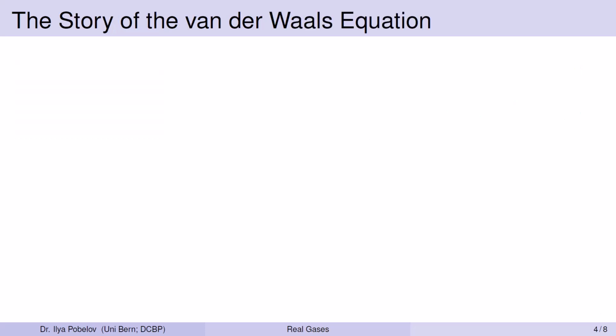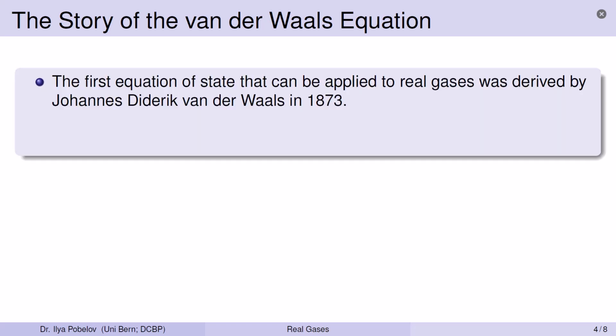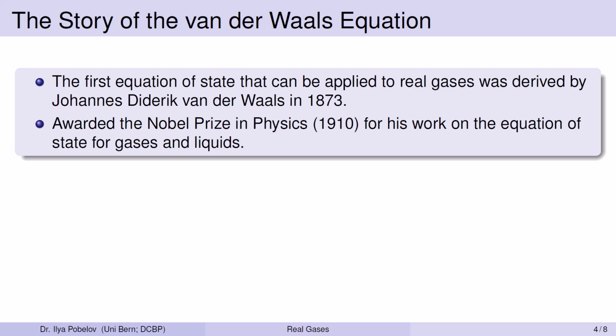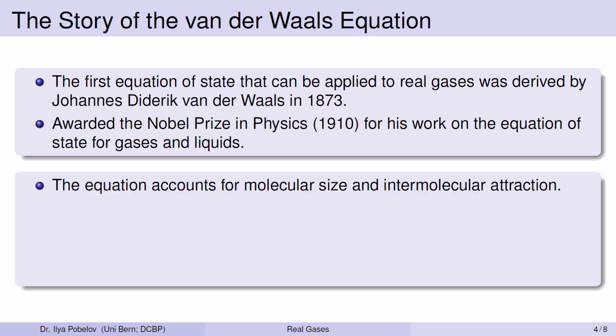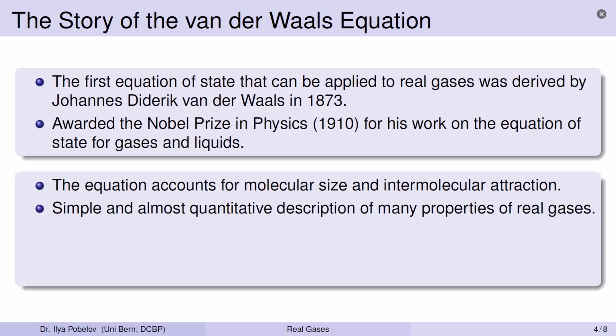As a part of the introduction of real gases, we will briefly discuss the van der Waals equation. The first equation of state that was applied to real gases was derived by Johannes Diderik van der Waals in 1873. In 1910, he was awarded the Nobel Prize in Physics for his work on the equation of state for gases and liquids. The van der Waals equation marked a significant scientific advancement. Accounting for molecular size and intermolecular attraction, it provided a simple and almost quantitative description of many properties of real gases.